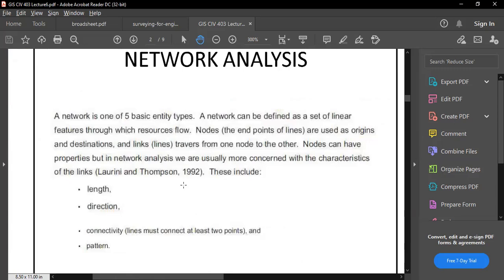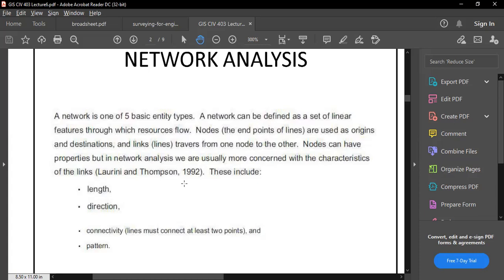So a network is just an example of an entity, a type of representation. A network can be defined as a set of linear features through which resources flow. Is that okay? Resources flow through that network. All right. Nodes. Another name for a node is the endpoint of a line. It has to be an endpoint. And the nodes are used as origins, destinations, and links.